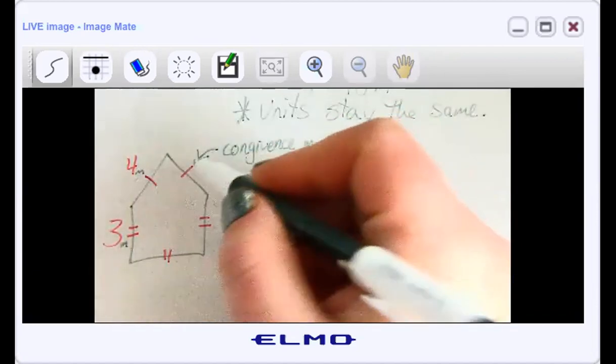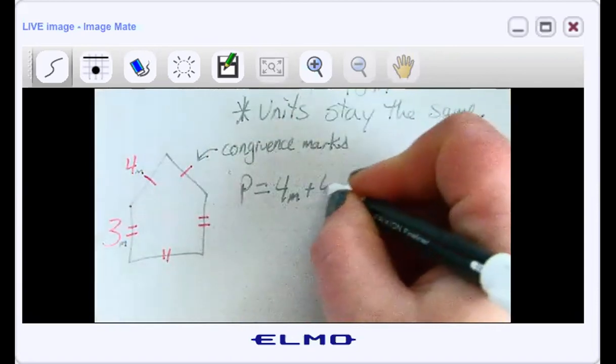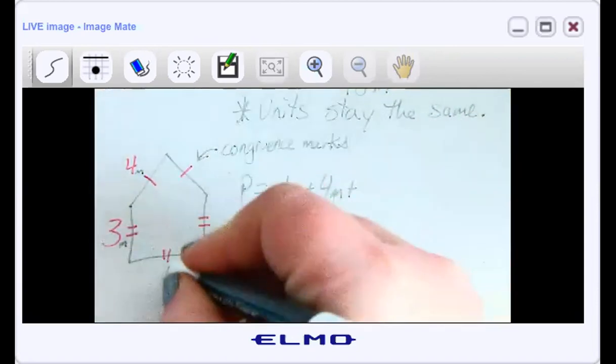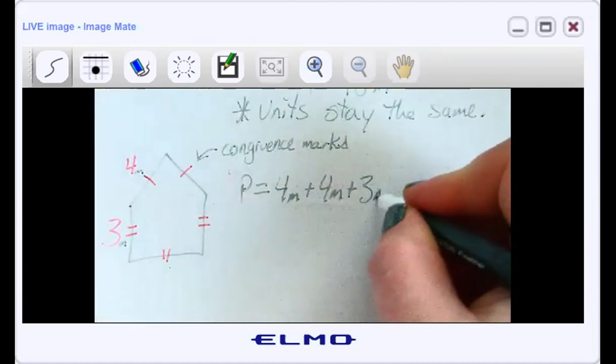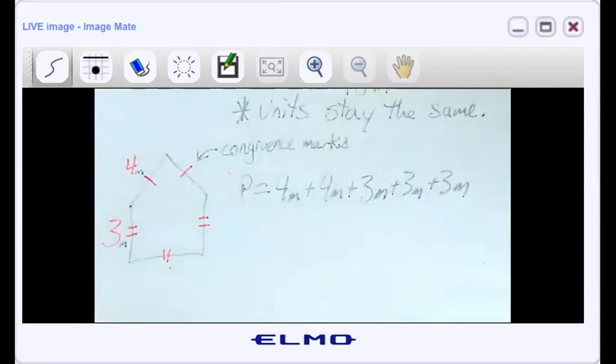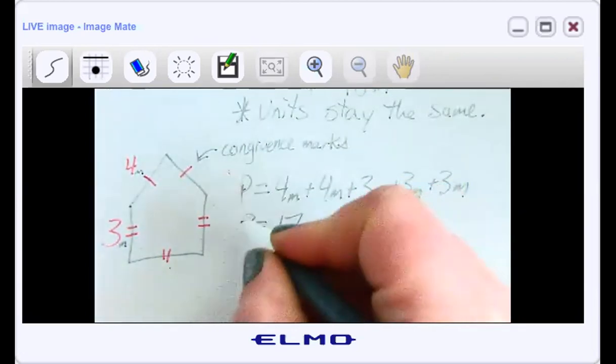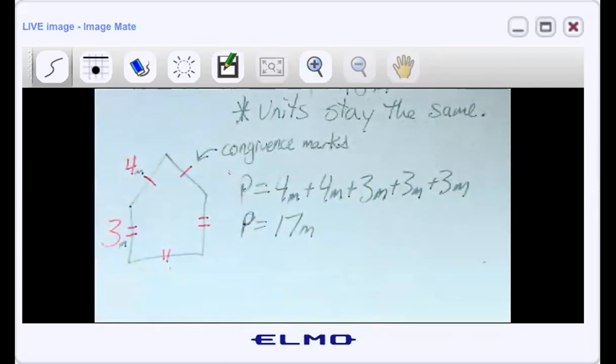So using these congruence marks, I'm literally doing 4 meters plus another 4 meters. And then I have 3 of these that are all the same: 3 meters, 3 meters, and another 3 meters. So when you add all of these together, those of you that said 17 meters, you are spot on. See how the units did not change? They stayed meters. It was meters, it stayed meters.